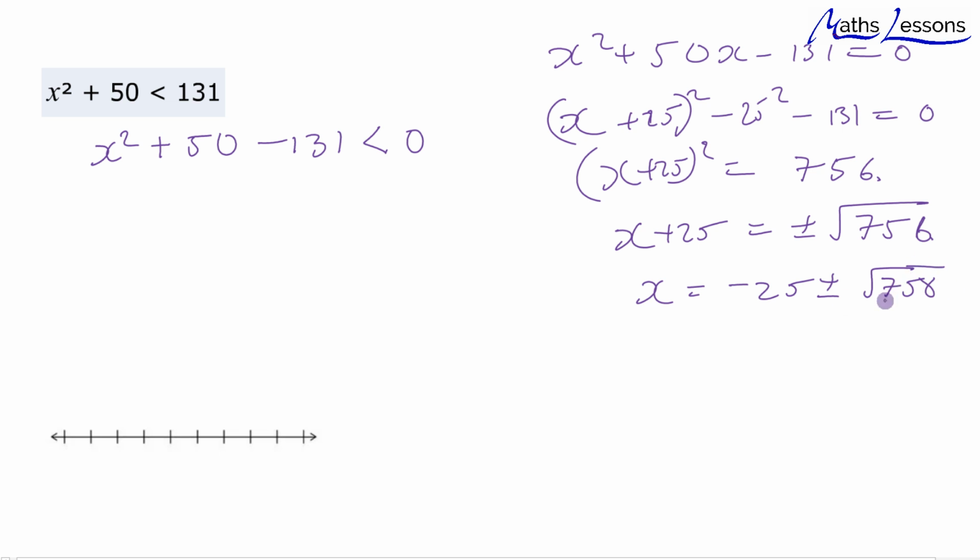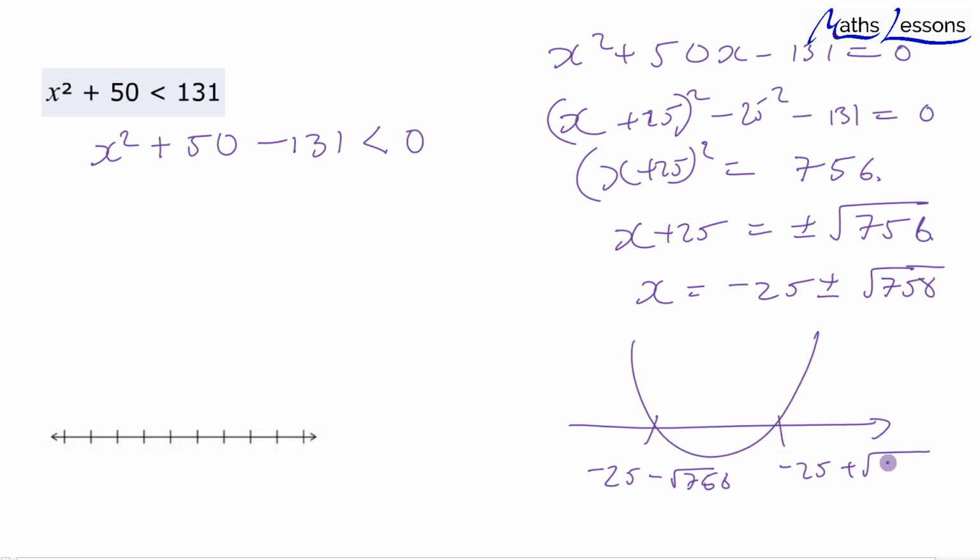Now you probably can simplify that down. I'm not too interested in that right now. But what I am interested in is we've got an x squared graph that's going to cross at minus 25 minus that, and it's also going to cross at minus 25 plus that. And we know this is going to be positive. So now we know we want less than 0, so it's going to be between these two values, because it's less than 0 down here. Roughly, it doesn't really matter.